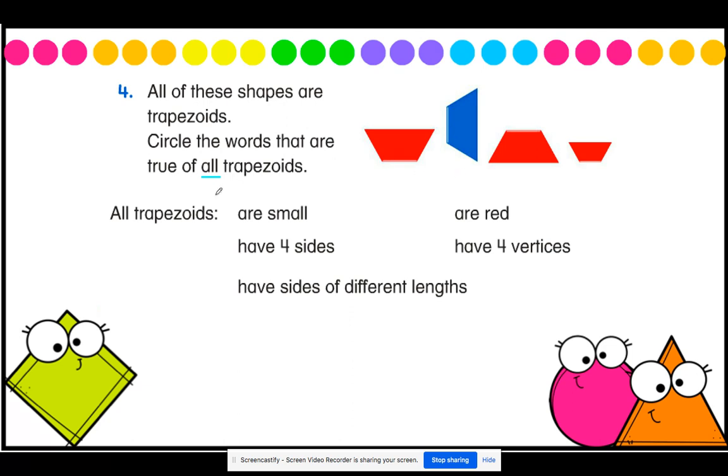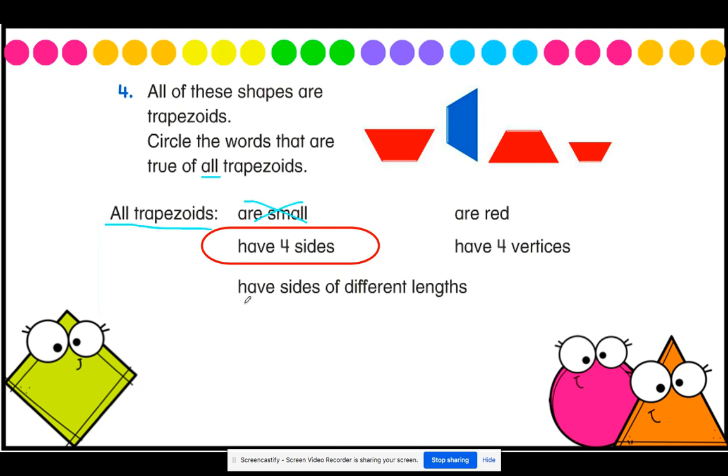So let's find the clues that are true of all trapezoids. Are all of these trapezoids small, boys and girls? No, only one of them is small. So I'm going to cross that out. Next one, have 4 sides. Do all trapezoids have 4 sides? Well, let's count and see. Count with me. 1, 2, 3, 4. Yes. 1, 2, 3, 4. Yes. 1, 2, 3, 4. Yes. And the last, 1, 2, 3, 4. So do all trapezoids have 4 sides? Yes, they do. We're going to circle that one.